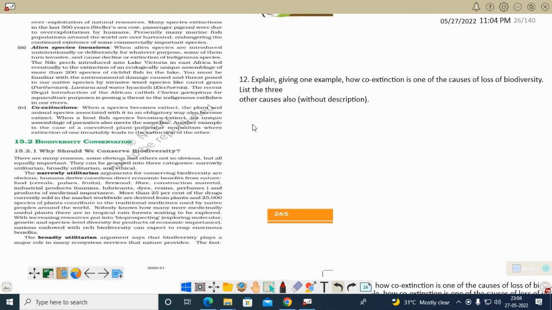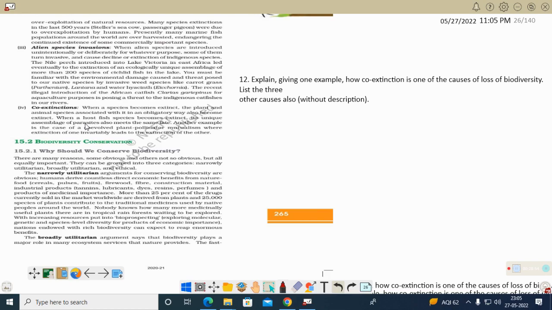Next question, again a 3-mark question. It is, explain giving one example how co-extinction is one of the causes of loss of biodiversity. List the 3 other causes also without description. So we will see first what co-extinction is. When a species becomes extinct, any other species showing an obligatory type of relationship with it, or associated with it in an obligatory way, will also undergo extinction. This is majorly seen in symbiotic association as well as in parasitism.